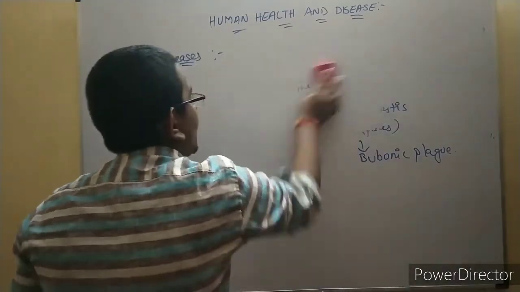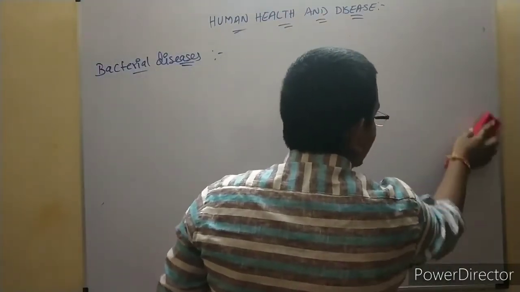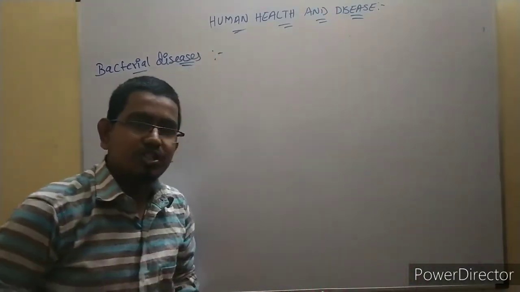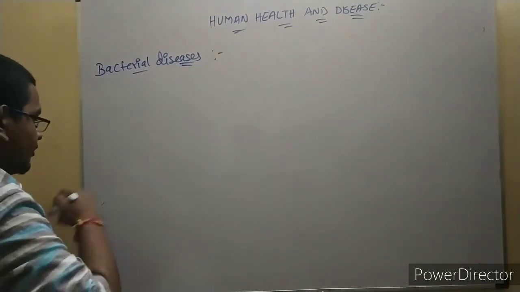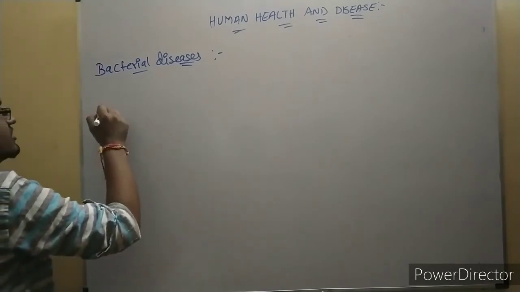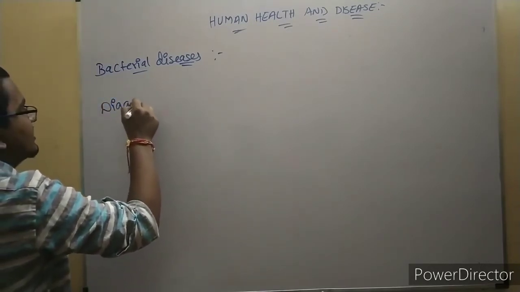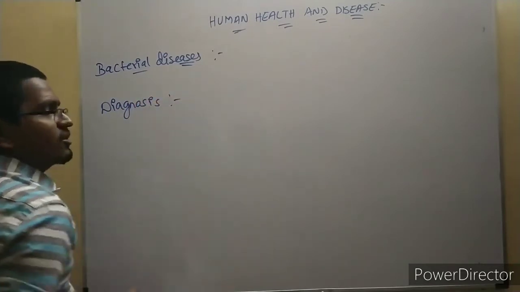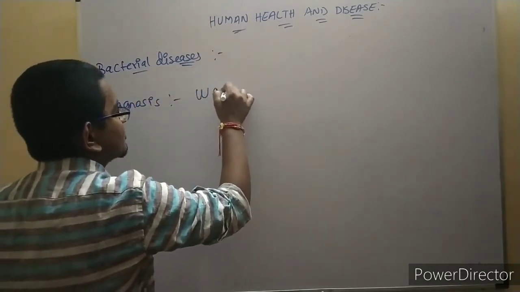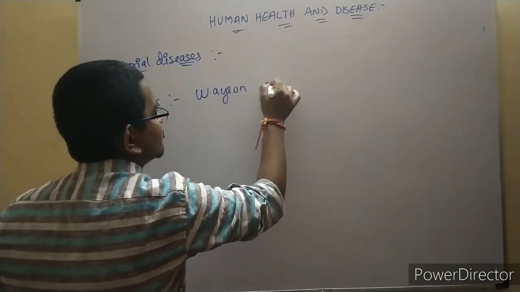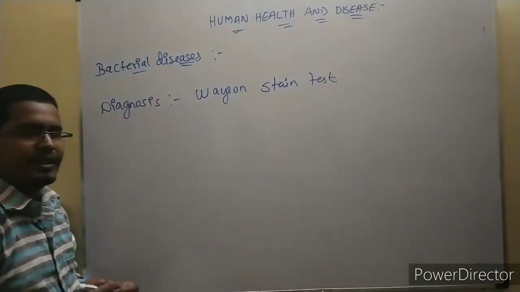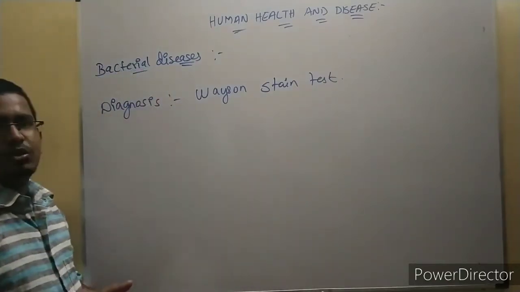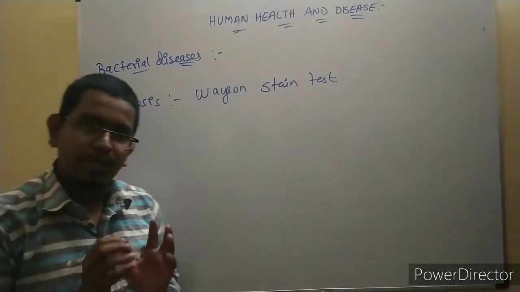Okay. What we studied is the causative agent and how it will be spread. And now we are going to discuss diagnosis. What is the diagnosis test? The diagnosis test is the Wilson's stain test. If this test becomes positive, then you are suffering from bubonic plague. If this test becomes negative, then you are not suffering from bubonic plague.